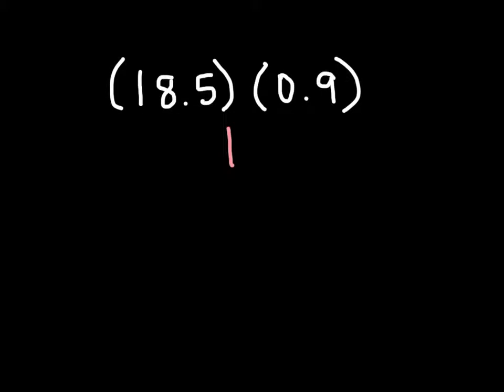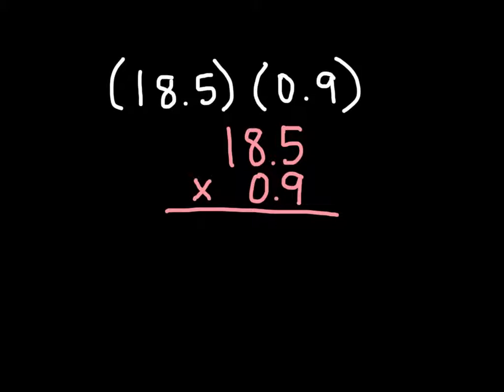All right, so let's go ahead and set it up. 18.5 is being multiplied by 0.9. How many decimal places are in our factors? That's right, there are 2. 1, 2. Okay, so we have 2 in our factors. That means our answer must have 2 decimal places.